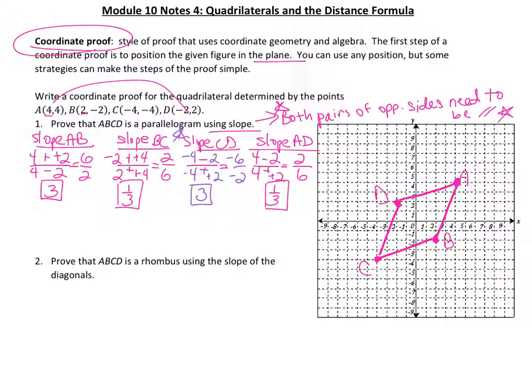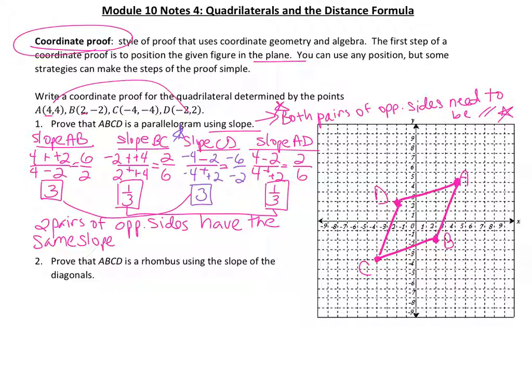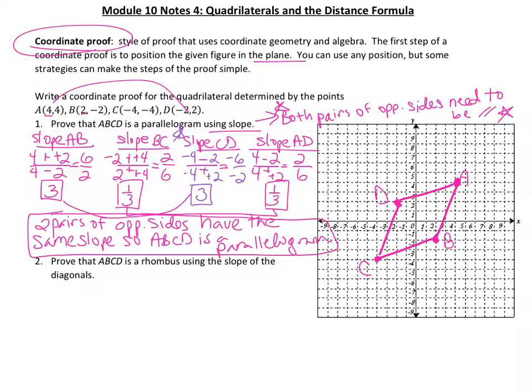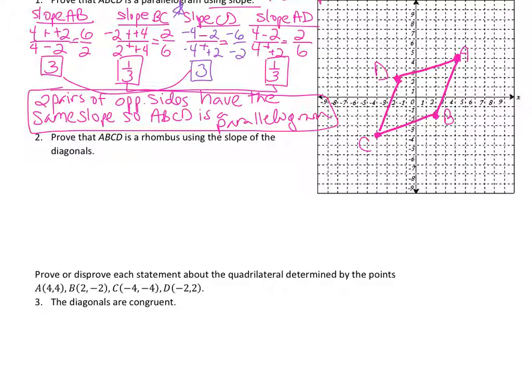So to prove that ABCD is a parallelogram using our slope, we know that we have 2 pairs of opposite sides that have the same slope, which tells us that quadrilateral ABCD is a parallelogram. Since we now know that this shape is a parallelogram, we need to keep going further and see if we can show that it is a rhombus.